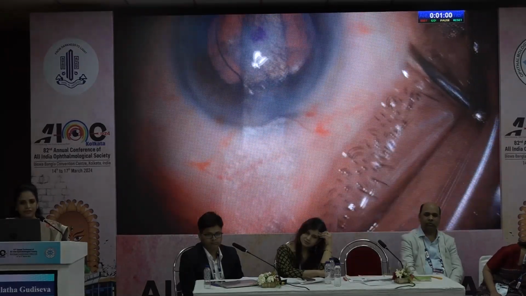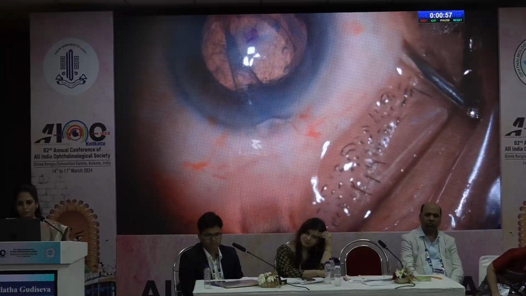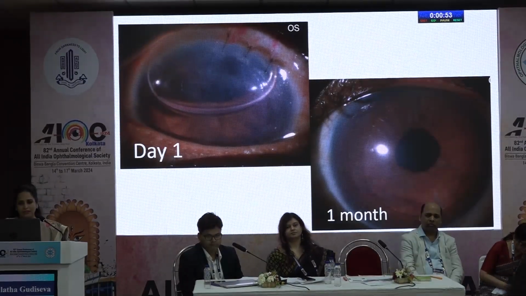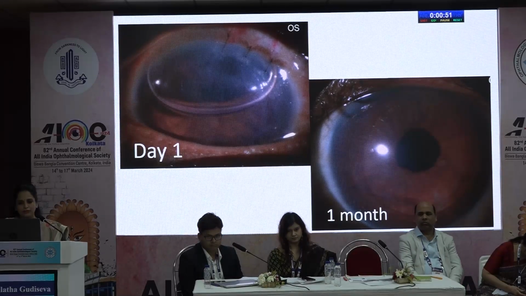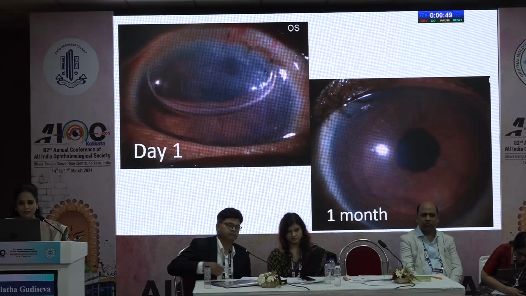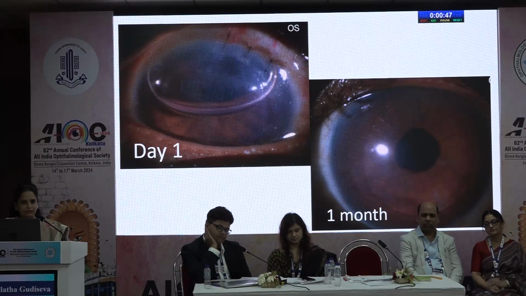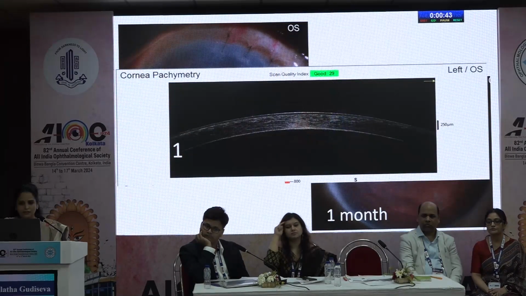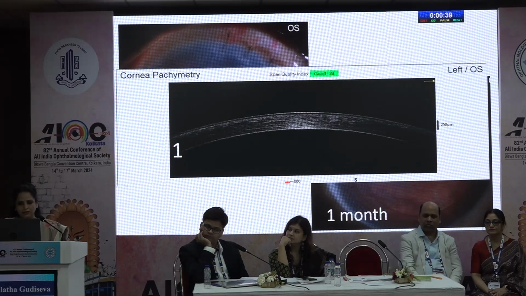It is very easy to insert this ultra-thin lenticule through the small incision. And you can see on day 1 after surgery and at 1 month, this patient has improved to 6/12 vision and is doing very well. And he is on prophylaxis for ACV for another 1 year. So this is the ultra-thin lenticule, almost less than 30 microns.